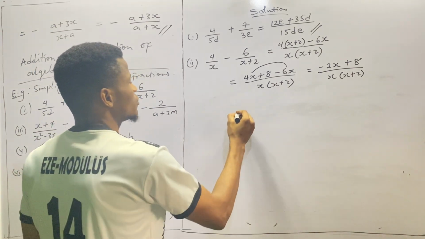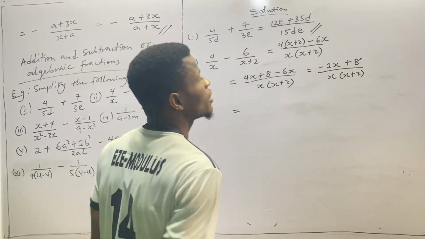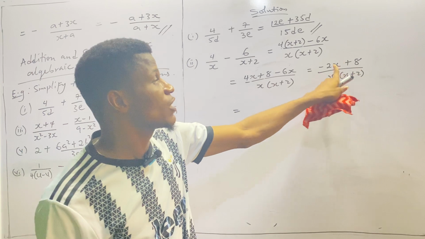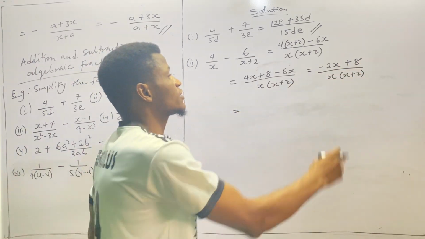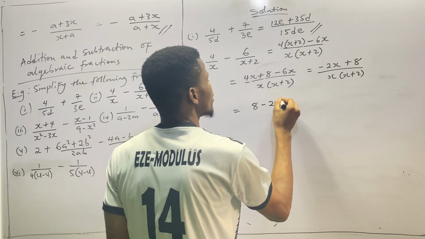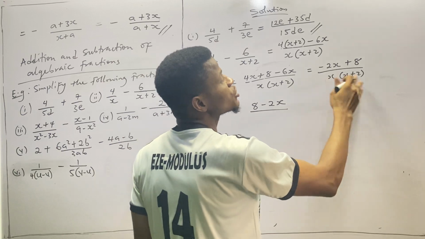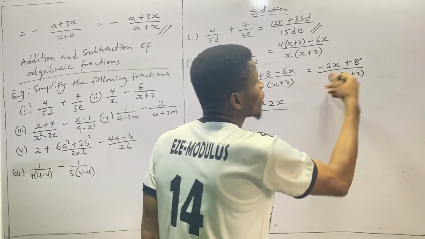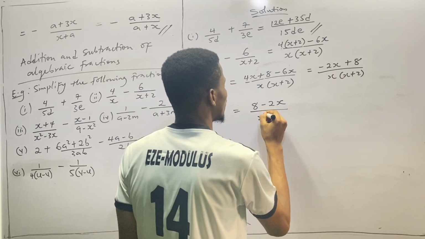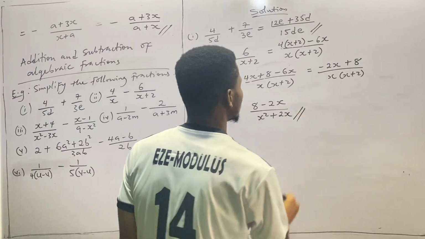So now, in mathematics, it is advisable we start with positive terms than negative terms. All right? We start with positive term then negative term. So let's start with the positive term, which is 8. So we have 8 minus 2x. Now, if you like, you can leave the denominator like this. But in most cases, since you are done with your simplification, you can put it back. All right? You put it back, x times x, x squared, plus x times 2, 2x. So that should be our final answer.